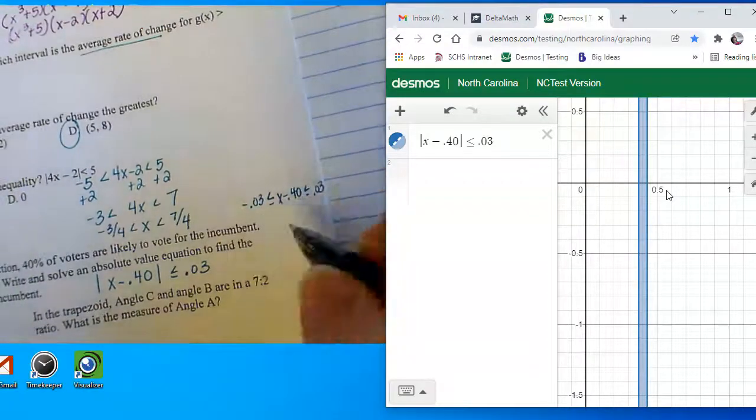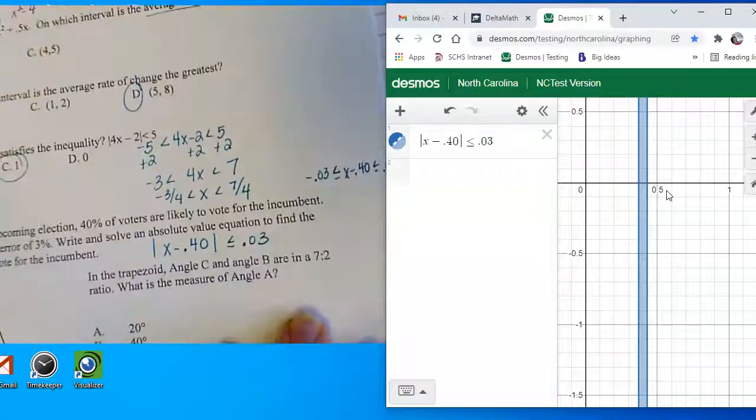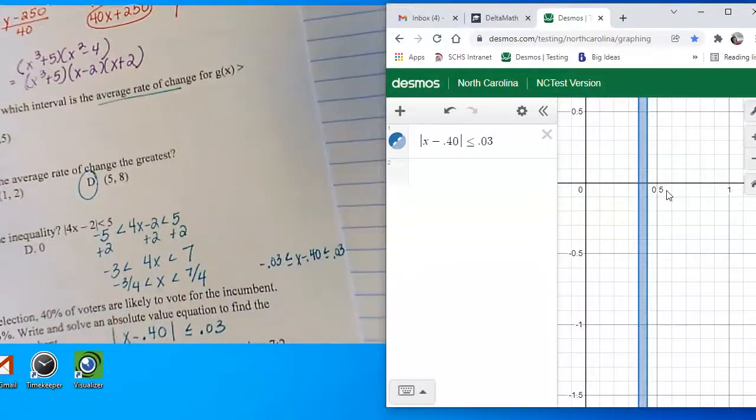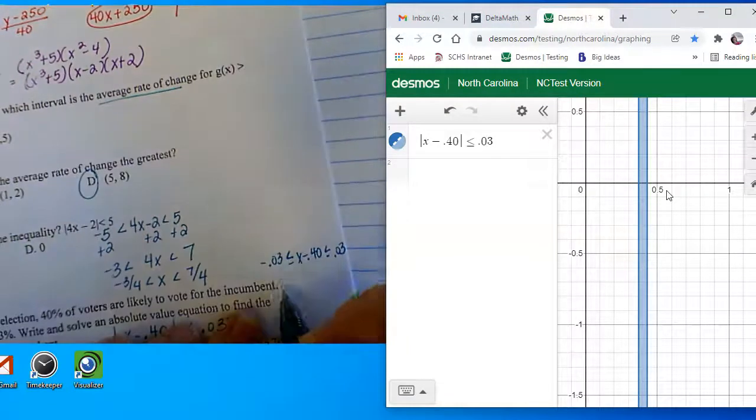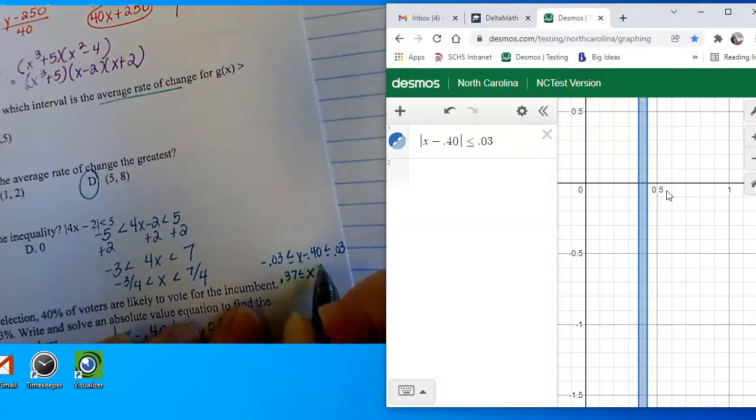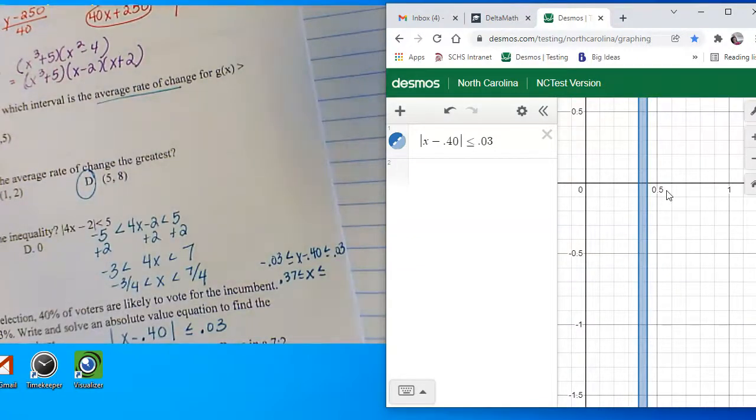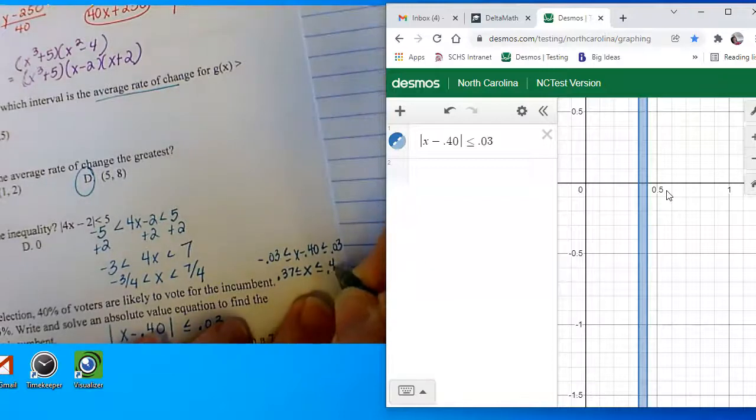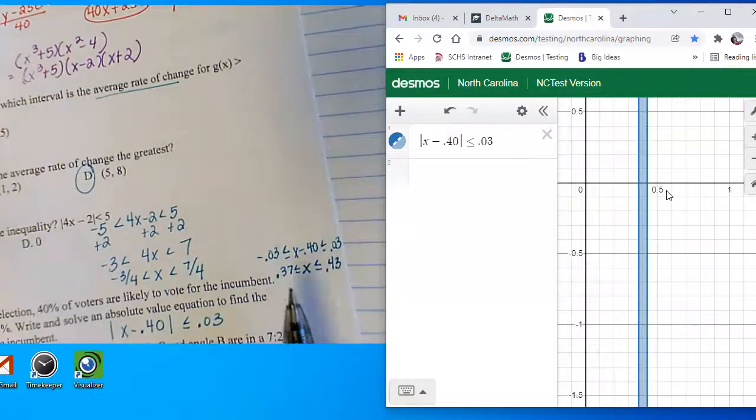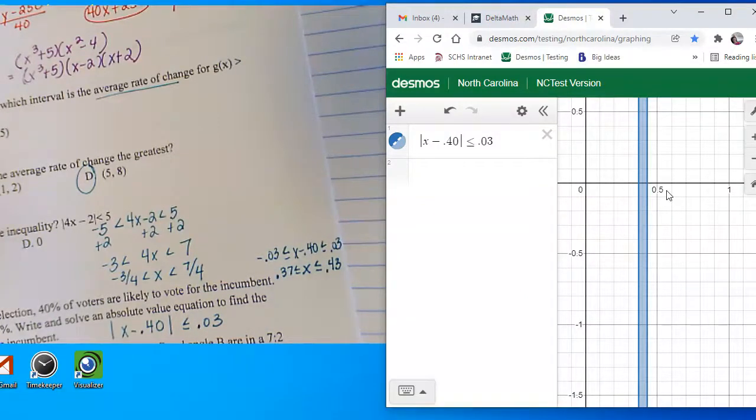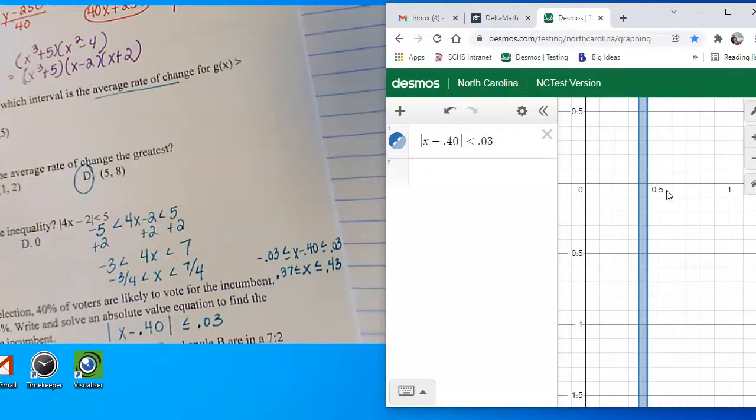I'm going to add 0.40 on both sides. So let me get that so you can see it. You know, that's small. Negative 0.03 plus 0.40 is 0.37. And then 0.03 plus 0.40 is 0.43. So we're saying that for the most case, 37% to 43% will be voting for the incumbent if our margin of error is correct. And that's hard to tell in decimals just because you can't click on those lines. But if you were looking at some choices, you might be able to figure it out.